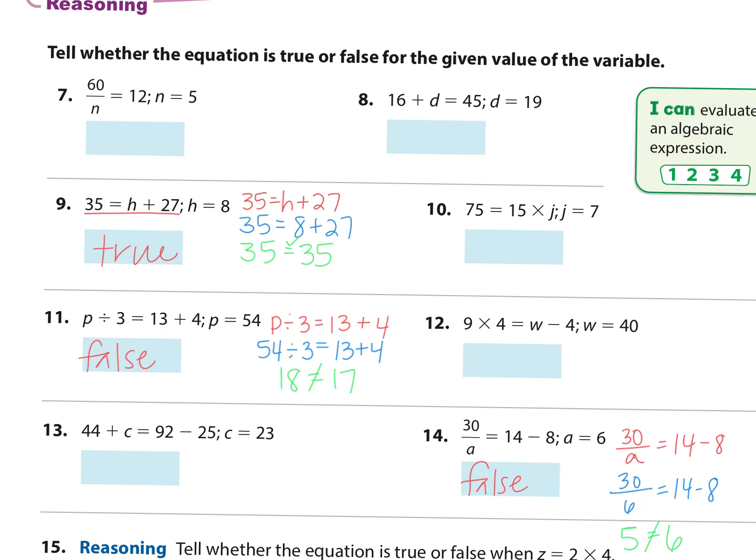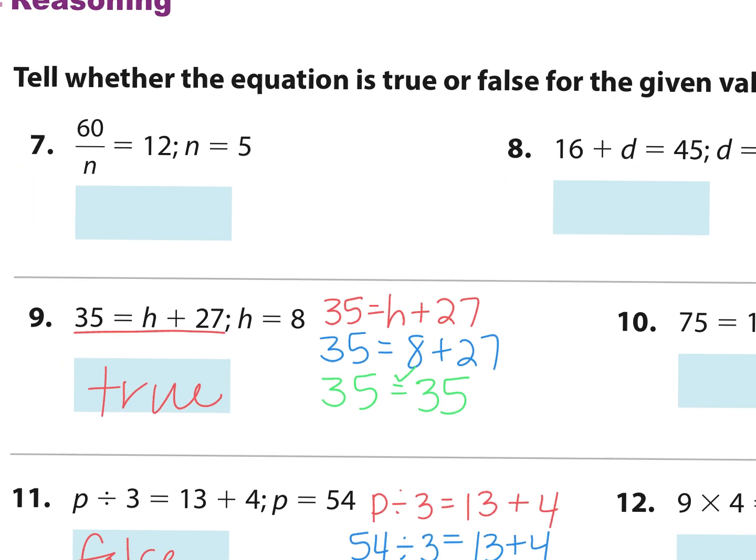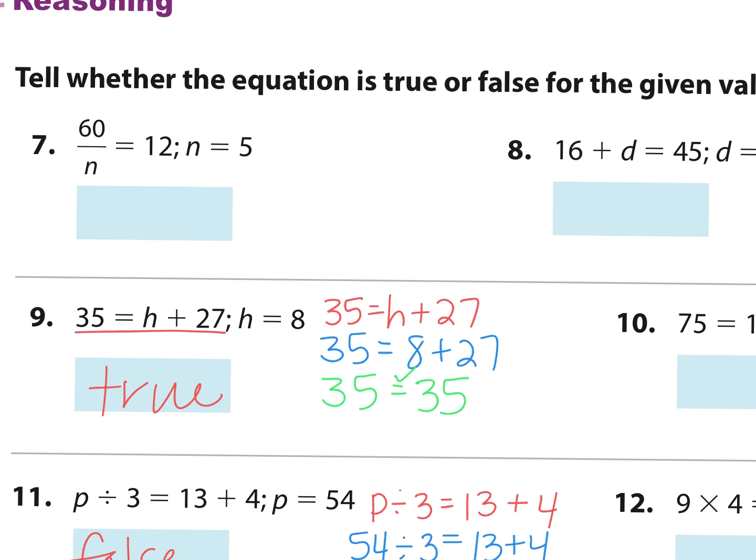Okay, so on number 7, 60 over n means divided by. So I'm doing 60 divided by n, which is 5. So what that really looks like is this, and that equals 12. Okay, now 60 divided by 5 is what? What is 60 divided by 5? 12. Does 12 equal 12? Yes, so this is true.